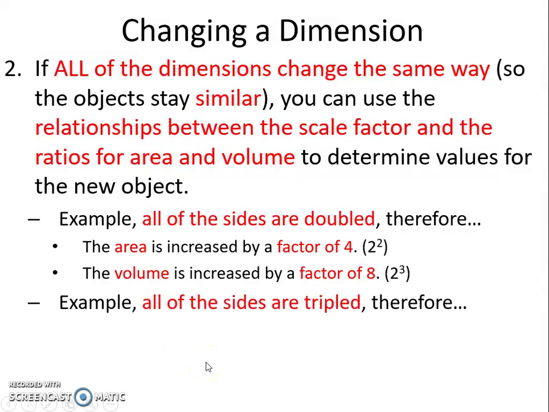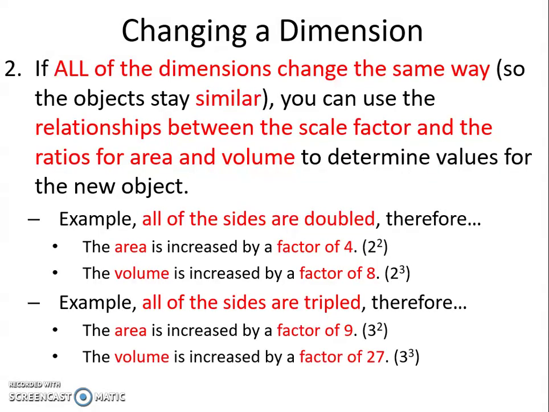For another example, all of the sides are tripled. Therefore, the area is increased by a factor of 9, 3 to the 2nd power. The volume is increased by a scale factor of 27, 3 to the 3rd power. So basically, if the sides are doubled, then your area is increased by a scale factor of 4, because 2 squared is 4, and then the volume is increased by a factor of 8, because 2 to the 3rd is 8.